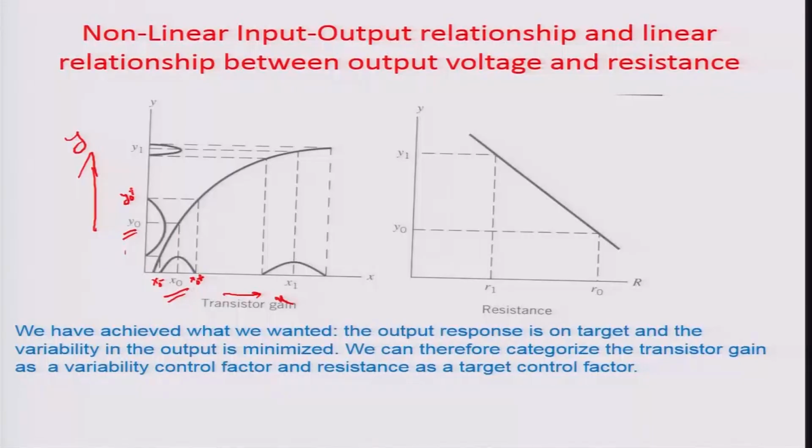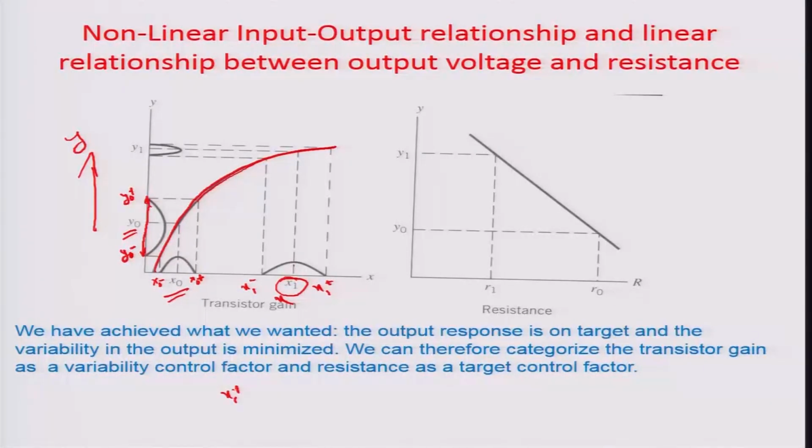Let us call it y 0 plus and y 0 minus, and you are seeing that the range of variation here is quite high, because the output is actually a nonlinear function of the gain. At a higher gain voltage, let us say if we operate at x 1, the variability here is accommodated more. So, you can really go up to a greater range of x 1 minus and x 1 plus.